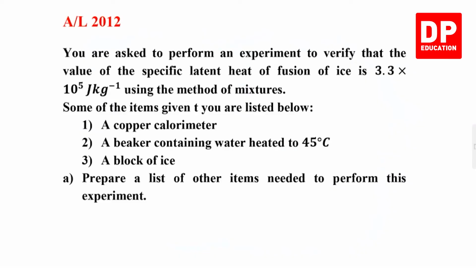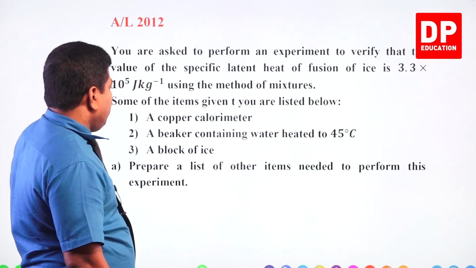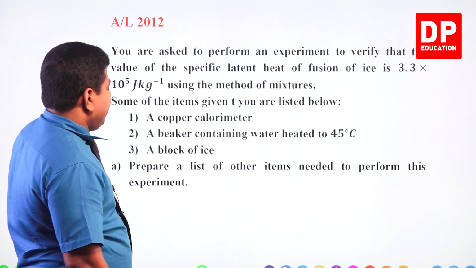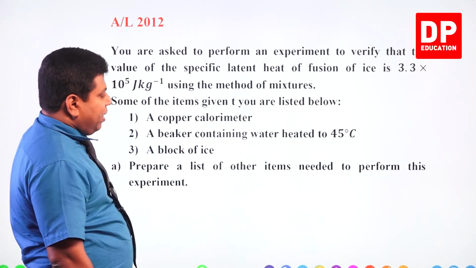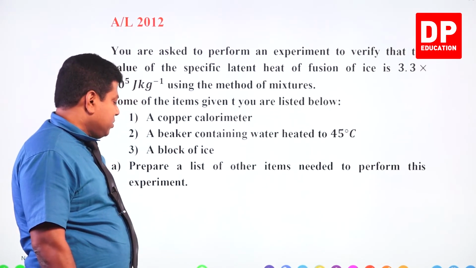Now let's see another question. 2012 one. You are asked to perform an experiment to verify that the value of the specific latent heat of fusion of ice is 3.3 into 10 to the power 5 joule per kilogram using the method of mixtures. Some of the items given to you are listed below: a copper calorimeter, a beaker containing water heated to 45 degree, a block of ice. Prepare a list of other items needed to perform this experiment.